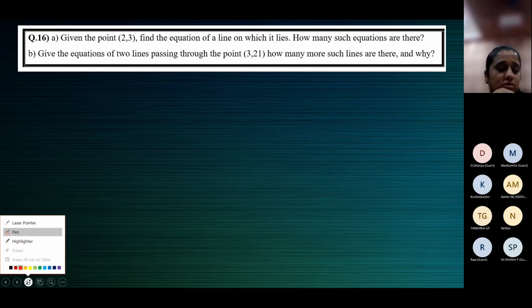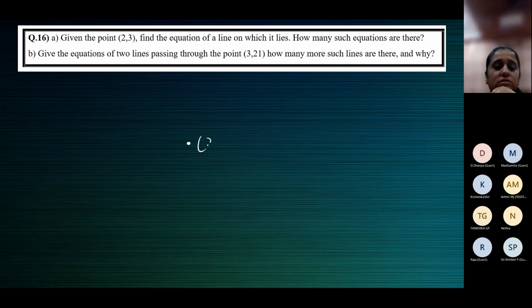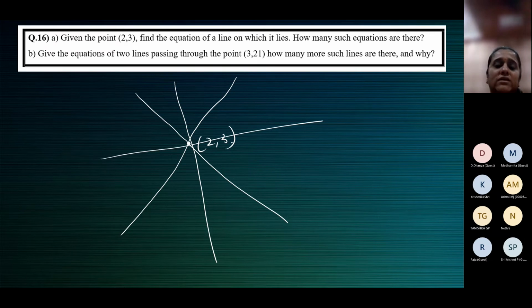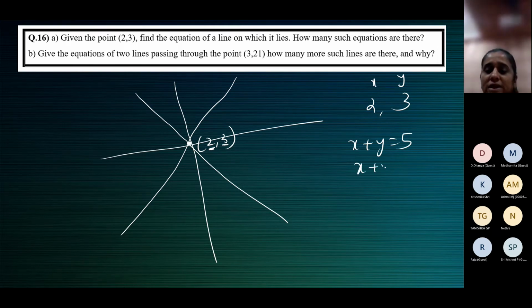We know that there are infinitely many lines passing through a given point. They're asking you to write the equation of any one line on which (2, 3) lies. You have to write the equation of one such line. Look at the x coordinate, 2. The y coordinate is 3. So you can write x plus y is equal to 5 because 2 plus 3 is 5. x plus y is equal to 5, or x plus y minus 5 is equal to 0.